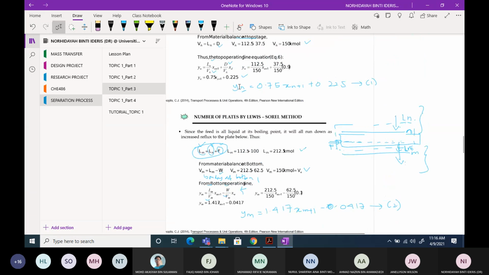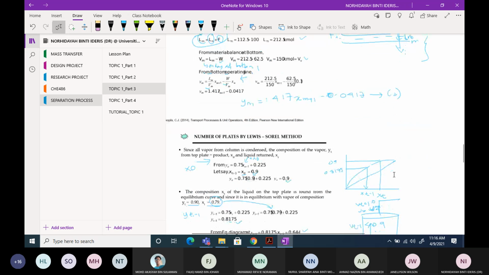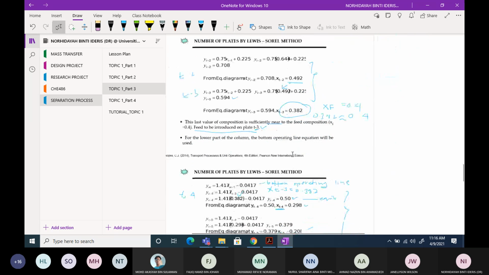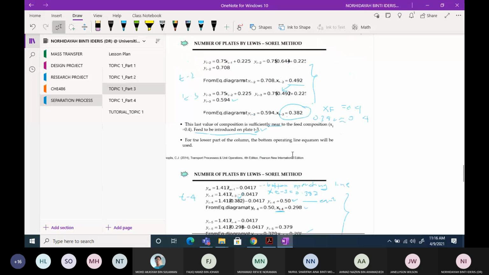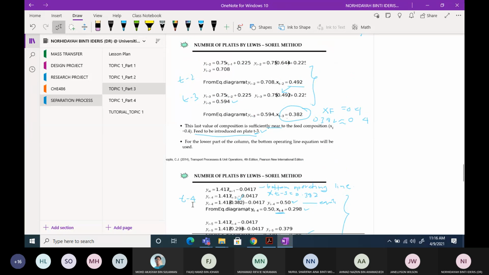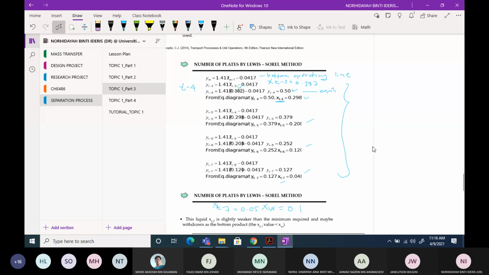For the first step, we used the first equation, right? After you find out that the feed occurs at t minus 3, you need to start the second equation, which is the ym. So to calculate t minus 4, because you know that the feed is at t minus 3, you take the bottom operating line. So ym is equal to 1.417 xm plus 1.